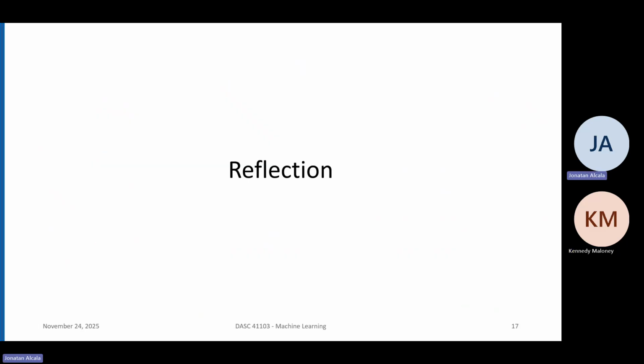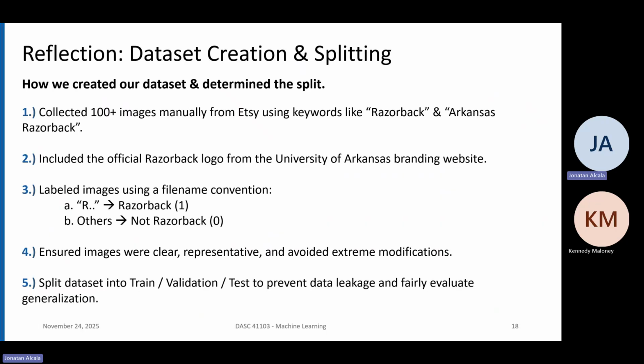Perfect. And now we'll go into a bit of reflection and looking over some concepts. So the first thing is for our data set, looking at data set creation and splitting. So for our data set, we manually collected just over 100 images from Etsy using keywords like Razorback and Arkansas Razorback. We also included the official Razorback logo from the university's branding site to ensure we had at least one clean ground truth example. And then we labeled our images using a simple file name as mentioned before.